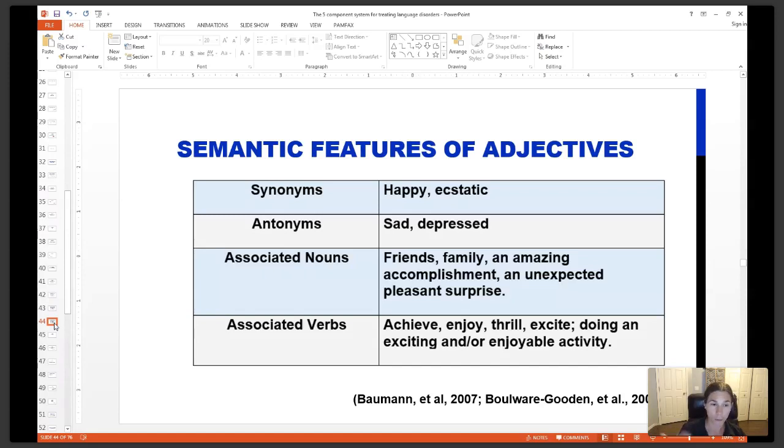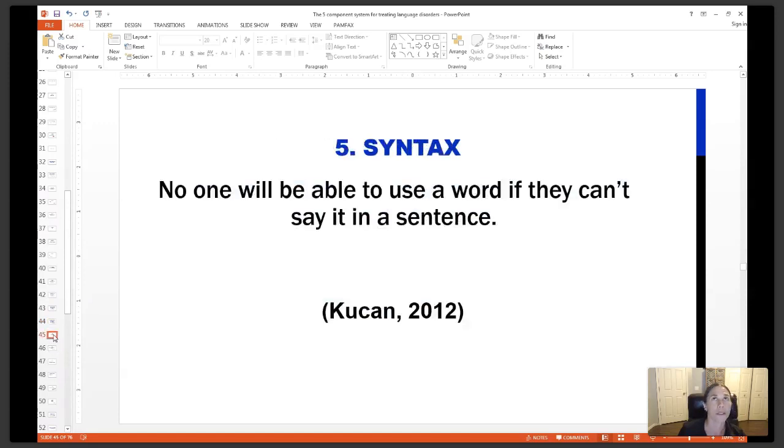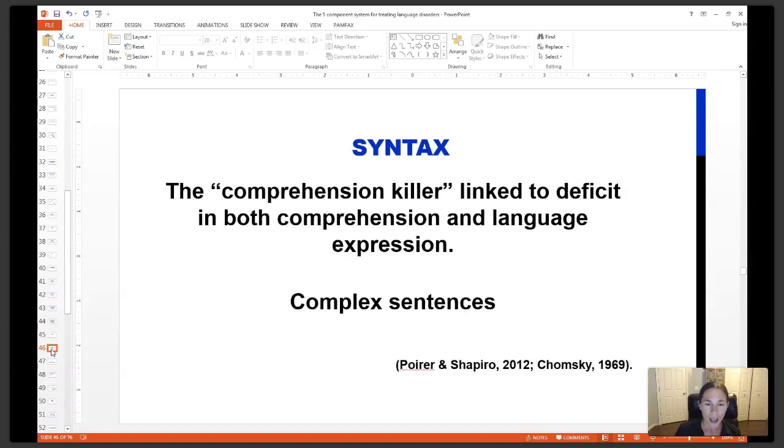But the important thing here is that we want to draw attention to all of these different things. So now you can see an example of how we might do that. So that's semantics. Want to move on to syntax. Now, I think we know why semantics is important, but I think a lot of us, including myself, when I started out, I didn't realize how important syntax was and how it tied in to vocabulary. So obviously, one of the things that we want to have kids do is show us that they can use words, and no one will be able to use the word if they can't say it in a sentence, and no one will be able to use the vocabulary we teach them in sentences if they don't have a good sense of sentence structure.